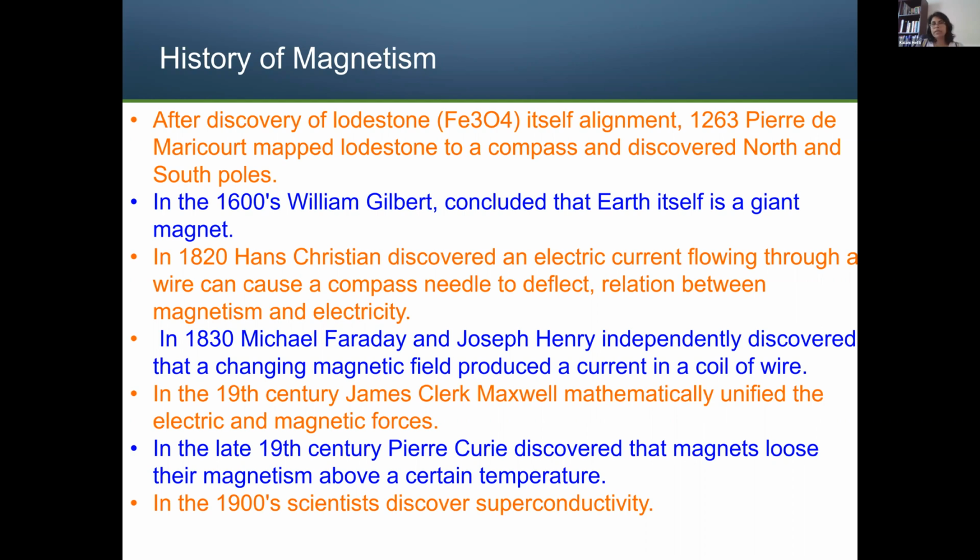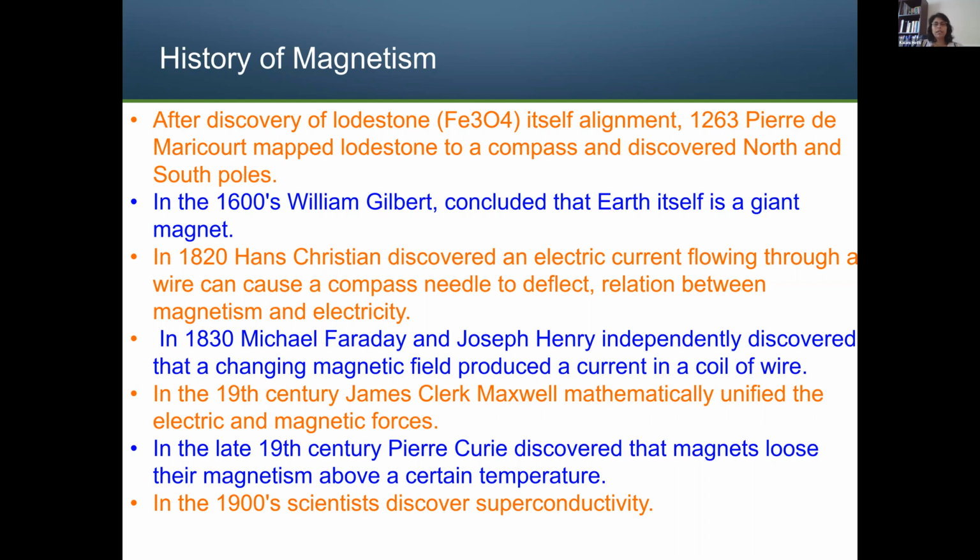And then in 1820, Hans Christian Oersted discovered that electric current can create a magnetic field. That's a concept we're going to learn: electric current can create a magnetic field. That means if you bring the compass around a current carrying wire, you're going to see the deflection of the needle on the compass. And then in 1830, Michael Faraday and Joseph Henry independently discovered that a magnetic field can produce current. That means you can use a magnetic field as a source to create electric current.